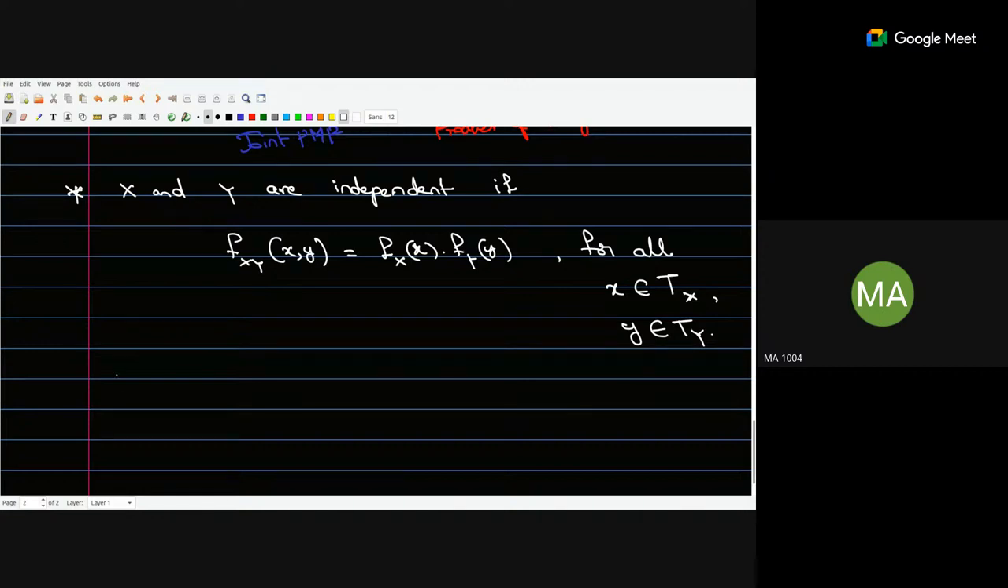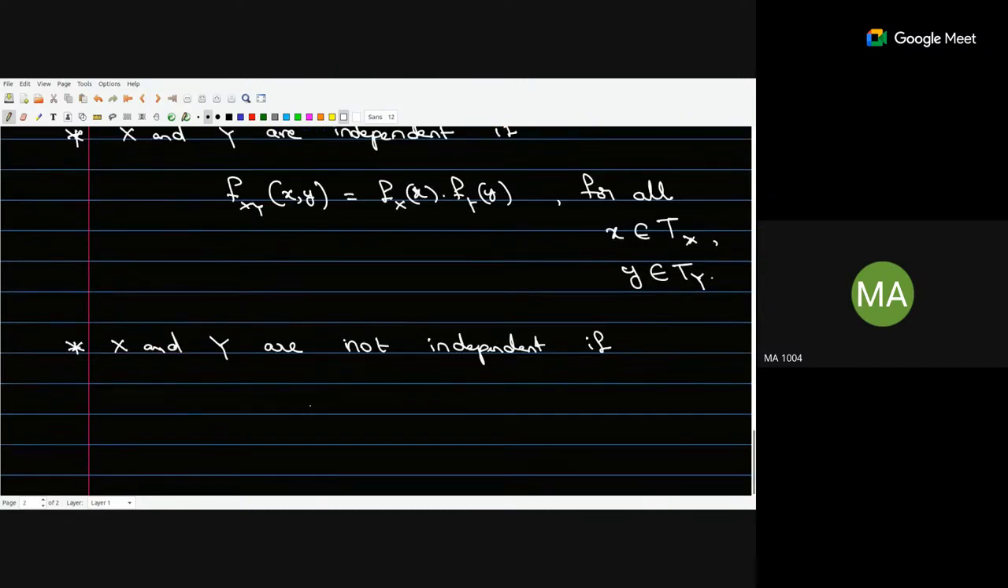The converse, or the next thing, is: when do I say X and Y are not independent? So this is the condition for independence. People who know logic can easily relate this. X and Y are not independent if this condition fails for at least one entry. Here, for independence, you should check for all entries. In order to be not independent, you just have to come up with one special case.